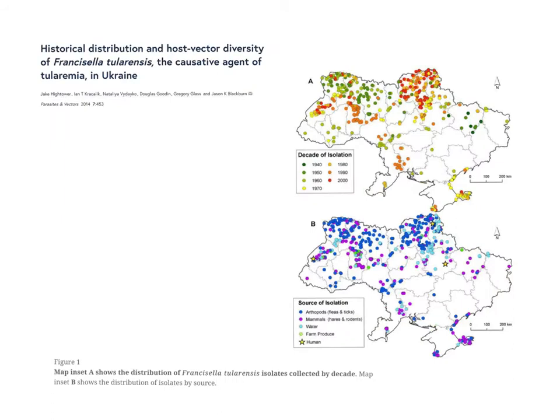Now we'll turn our attention to a paper published by Jake Hightower and Ian Krachalik with Dr. Glass and myself, two faculty members, and Jake and Ian were both graduate students here at UF. And here we were mapping the historical distribution of Francisella tularensis. It's a pathogen that causes the disease tularemia. And in this set of maps, we can talk about a couple of things.